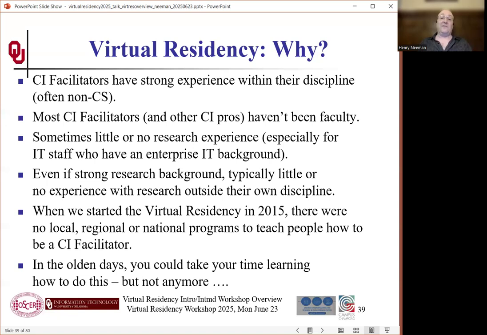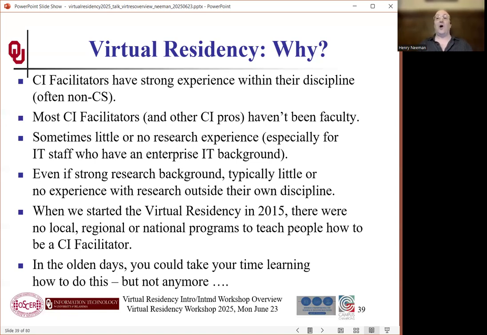When we started this 10 or 11 years ago, there weren't any programs, not local, not regional, not national, on teaching people how to be a facilitator. And when I started, way, way back in the distant mists of the early 2000s, nobody knew what my job was supposed to be. And because they didn't know, they didn't have an expectation of what kind of capability I would deliver. So they were just glad if I showed up. And I had the luxury of 5 years to figure out what the heck my job was.